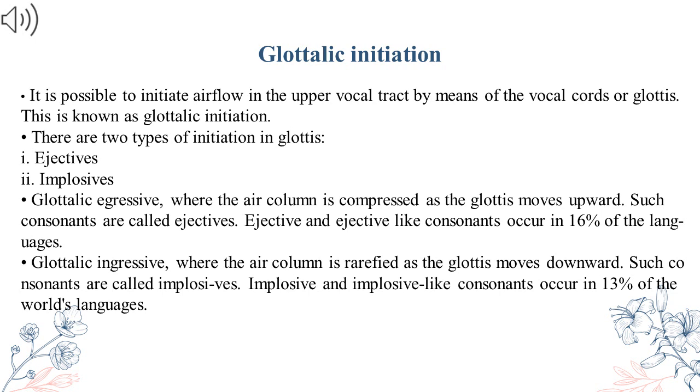Glottalic initiation. It is possible to initiate airflow in the upper vocal tract by means of the vocal cords or glottis. This is known as glottalic initiation. There are two types of initiation in the glottis. The first is ejective and the second is implosive. Glottalic aggressive, where the air column is compressed as the glottis moves upward. Such consonants are called ejective.